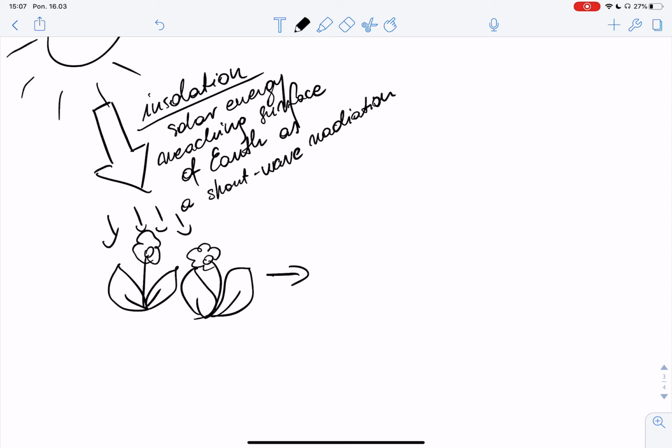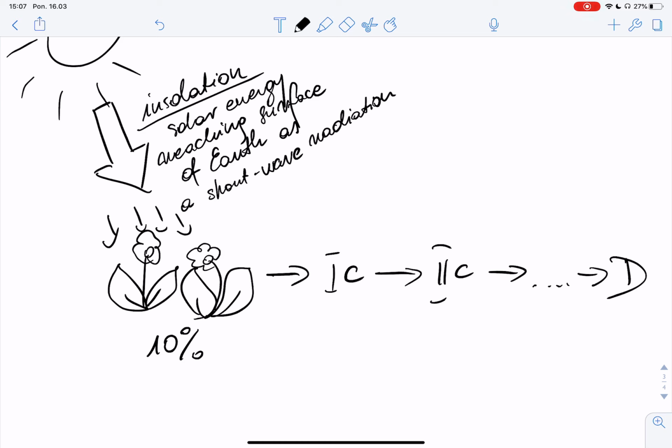And guys, then we have primary consumer, then we have secondary consumer, then we have something, and in the end, we have the decomposer. And guys, here they use about 10% of the energy that they receive. Here it's getting less and less energy. So the decomposers have the least of the energy that was initially in here.